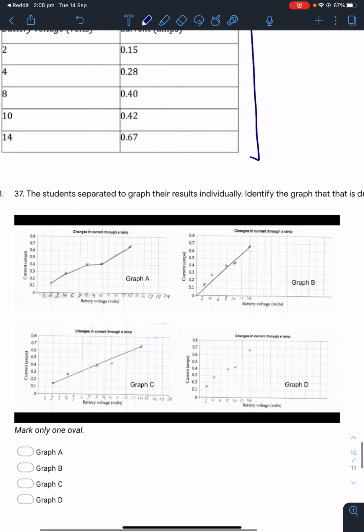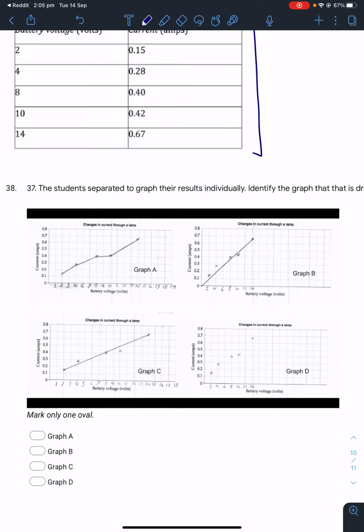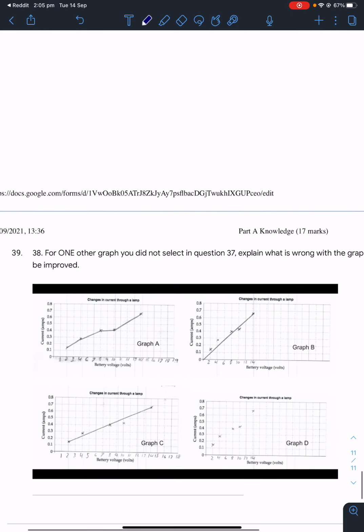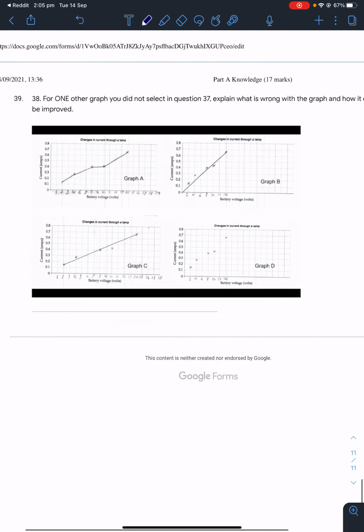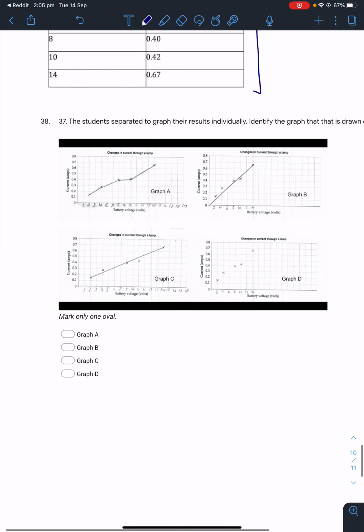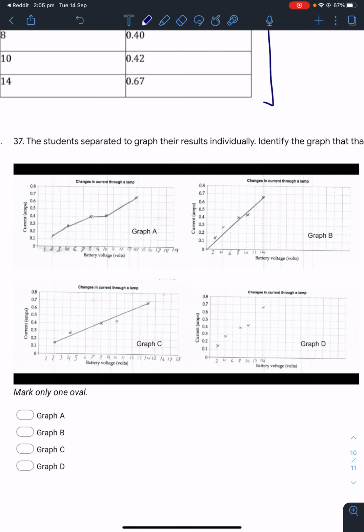Okay, now this one asks you which one is the correct one, and the other one asks you, for one of the graphs that you didn't select, why are they wrong? What I'm going to do to answer both of them is talk through what's wrong with them and then point out what's right with the one.